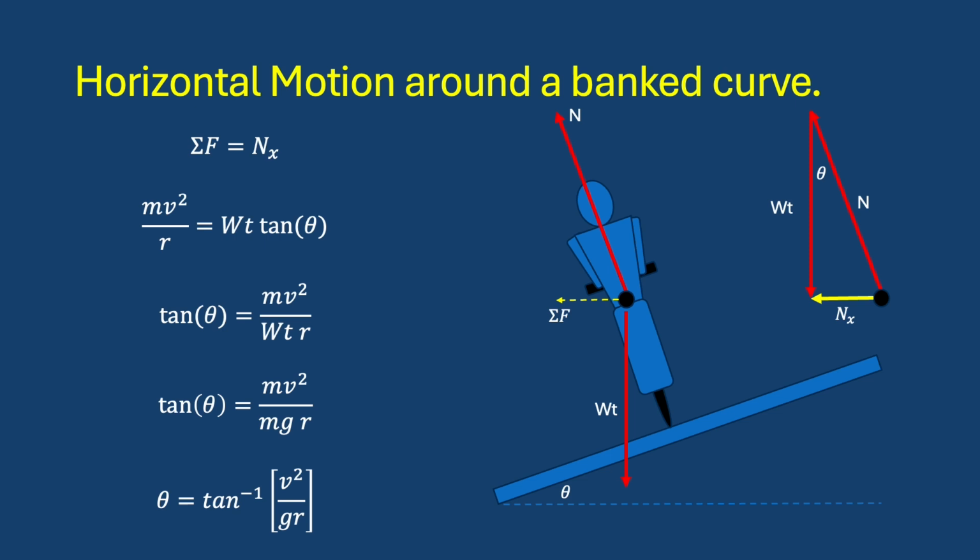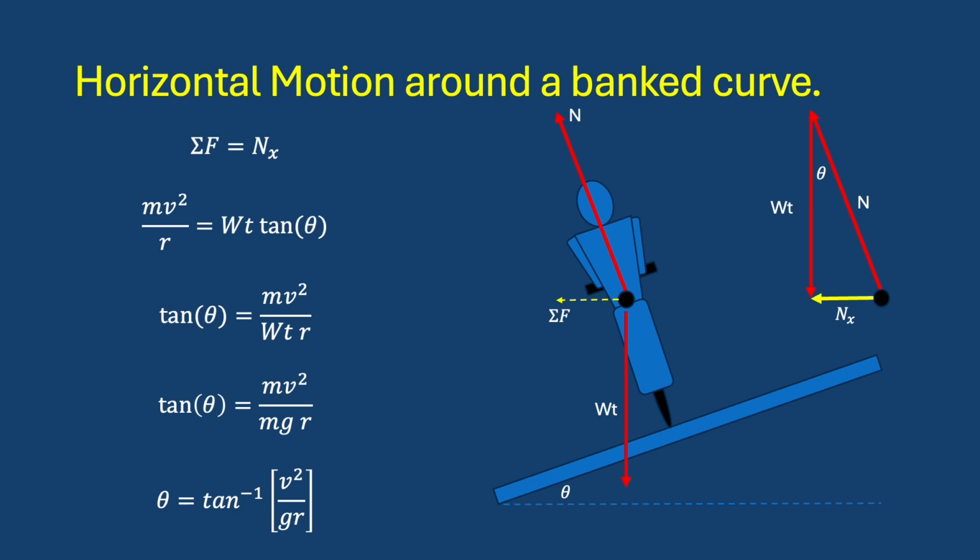Where did weight tan theta come from? We look at our triangle there to the right and we see that tan theta is equal to the horizontal component, Nx, over weight. So Nx must equal weight tan theta. Tan theta equals mv squared on weight multiplied by the radius of our circle. We notice in the next line, because weight is equal to mg, the mass of our cyclist cancels out on the right-hand side of our equation, which means that our banked angle is equal to the inverse of tan of v squared on gr. What does this tell us?